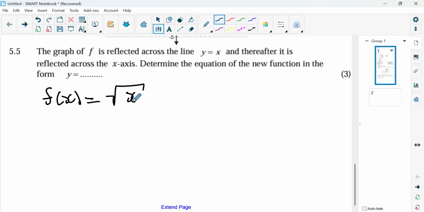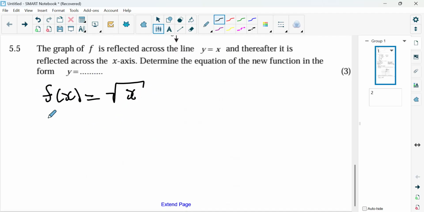Now we're going to go down with our chain. What is the first chain? On the first chain, we need to reflect this by the line y is equal to x. Now remember, what do they mean when they say reflect by the line y is equal to x? It's a fancy way of saying determine the inverse. So they mean change the y and the x. So we're going to do that.